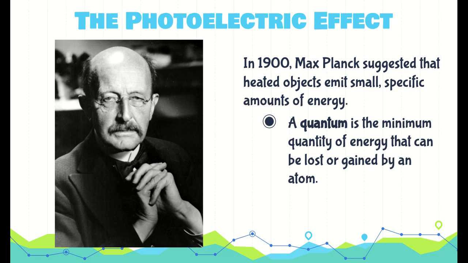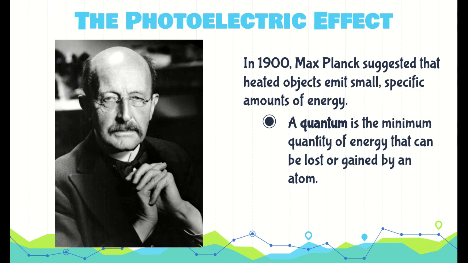The photoelectric effect was discovered by Max Planck in 1900. He's actually quite famous. He has research centers named after him. He suggested that heated objects emit small, specific amounts of energy. Any energy. So if I had a pot on a stove, that heated object would emit small amounts of energy. That small, specific amount of energy is called a quantum.